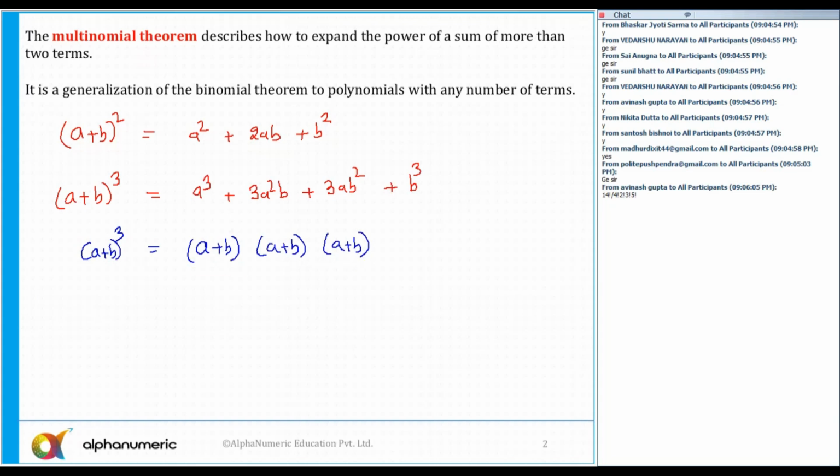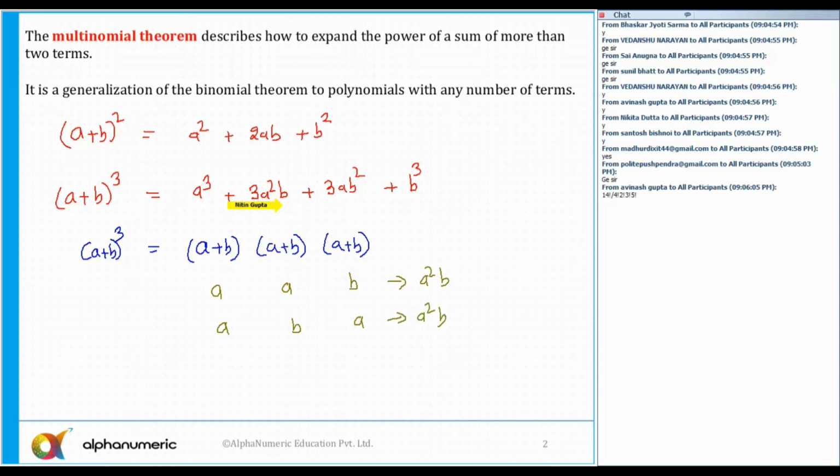So if I need the coefficient of, for example, a square b, a square b means a two times and b one time. So I can get a from the first two brackets, and if I multiply by b, I'll get a square b. Or you can think in this way: out of these three brackets, from two of the brackets we need a and from one of the brackets we need b. So I can say a, b, a, this is equal to a square b.